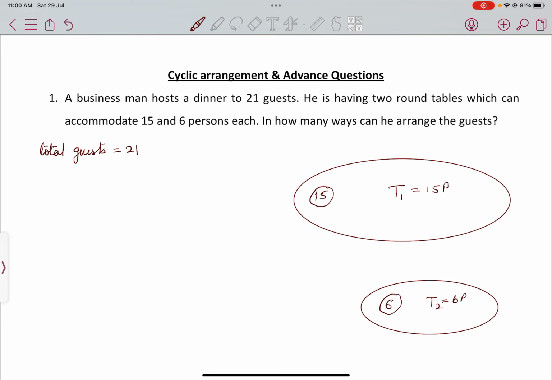यहाँ पे इसको 15 persons को select करना है for table 1, T1, and for table 2 he has to select 6 persons, out of 21. Whether he will select for table 1 or for table 2, it is his choice. Okay, take case 1.